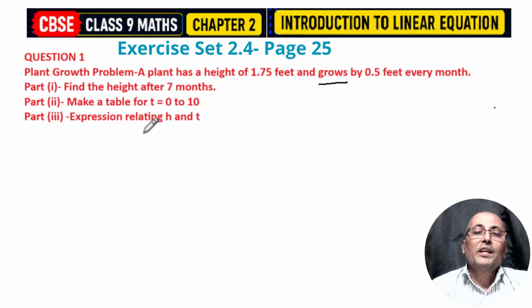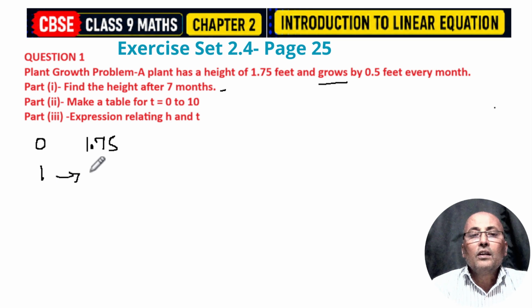First, there is a question: make a table for t equal to 0 to 10, and an expression relating h and t. To find 7 months, if you calculate for 0 to 10, from that you can answer. So I will make a tabular column. At t equal to 0, that means the initial stage, the height is 1.75. After 1 month, every month it grows, it is going to be 2.25. Why 2.25? Because 0.5 is added.